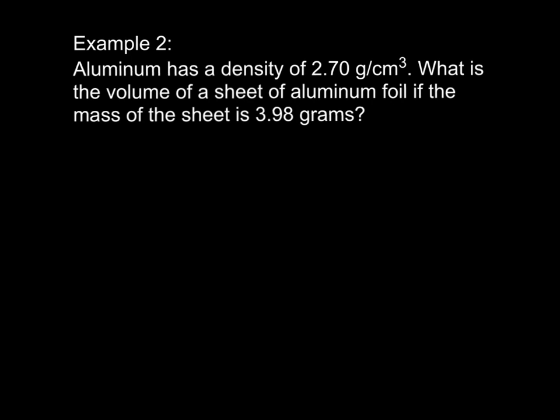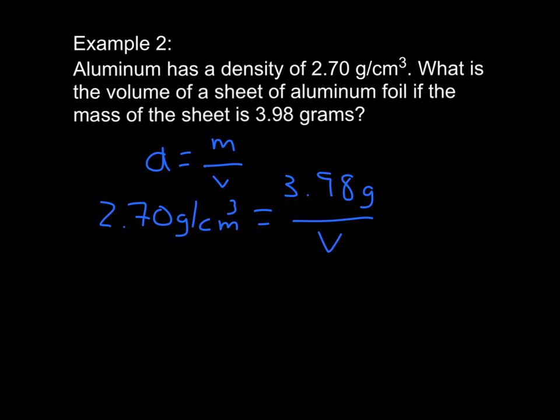Regardless, we're going to start with our density equation. So let's copy that down. D equals M over V. Now, we can plug things in, but we're not going to be able to just chug out the answer. Let's substitute 2.70 grams per centimeter cubed for D. 2.70 grams per centimeter cubed. And that's equal to, we have a mass, 3.98 grams, but we don't know volume.